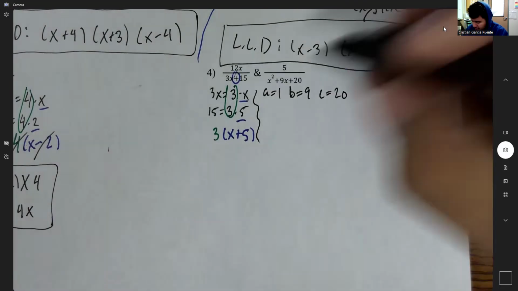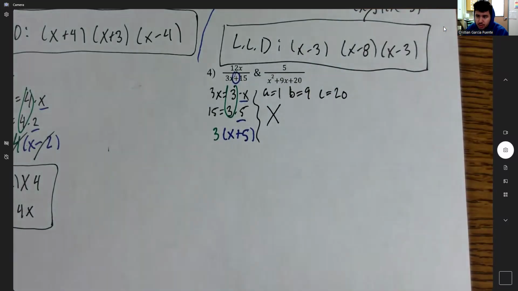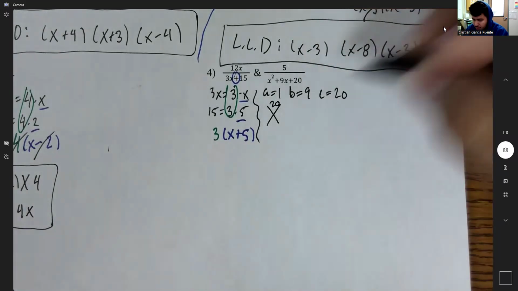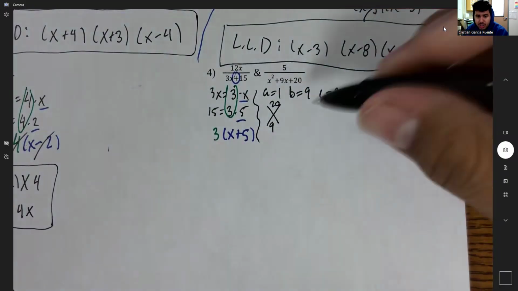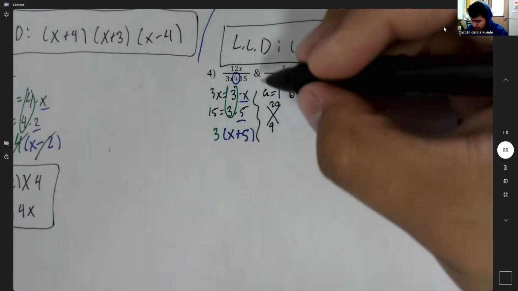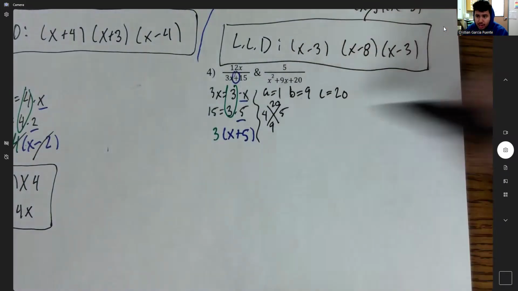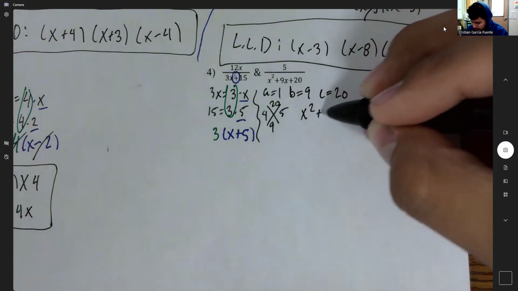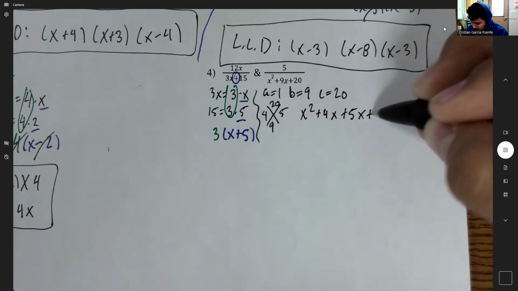Now, you'll do your diamond. On the top, you put A times C. Our A is 1, our C is 20. So 20 times 1 is just 20. So that's what you'll put on top. On the bottom, you put your B, which is just 9. And now two numbers that multiply to 20 but add to 9: just 4 and 5. And now we're just going to replace our middle term with our left and our right. So we'll have x squared plus 4x plus 5x plus 20.